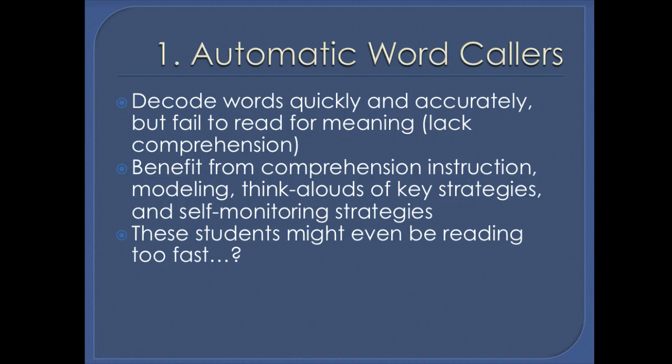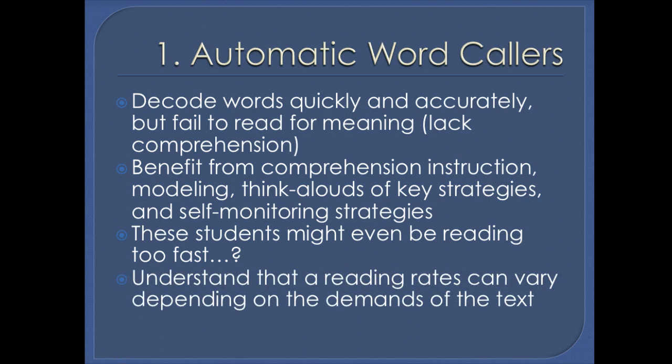And these students also might possibly be reading too fast, so fast that they can't really attend to meaning. And so they also need to understand that reading rates can vary depending on the demands of the text. I know that when I'm reading for pleasure, like a narrative story, I tend to read quicker as opposed to when I'm reading a research article. If I'm reading some kind of expository text, I slow down my reading. So these are some examples of what you can do for your student who is an automatic word caller.